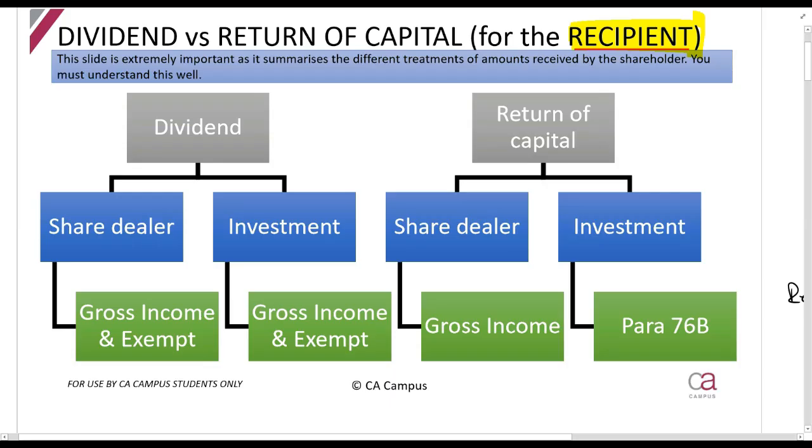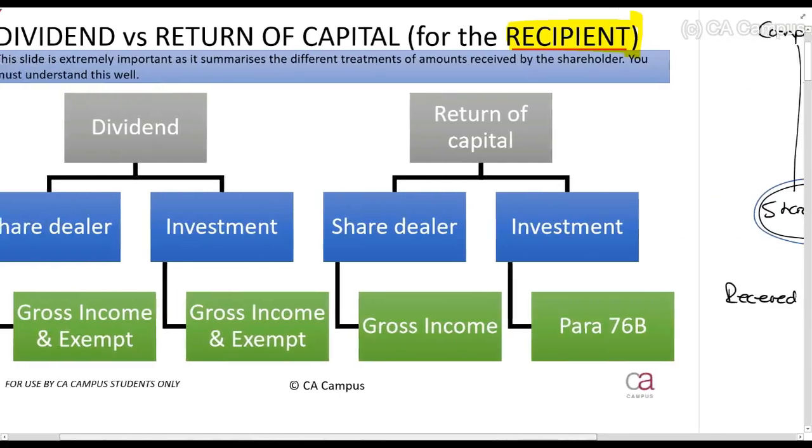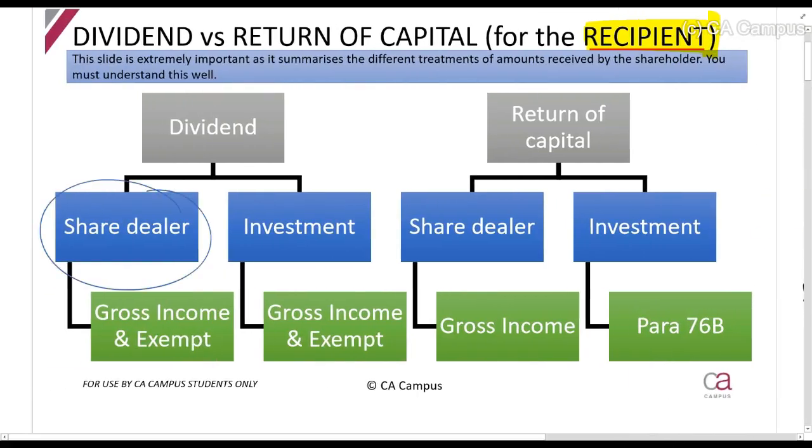Then, this shareholder over here, why does it have shares in the company? It's either a share dealer or an investor, which means it holds it for capital purposes. So you either hold it for a scheme of profit making or for capital. There you go. So you can see both of them are split.